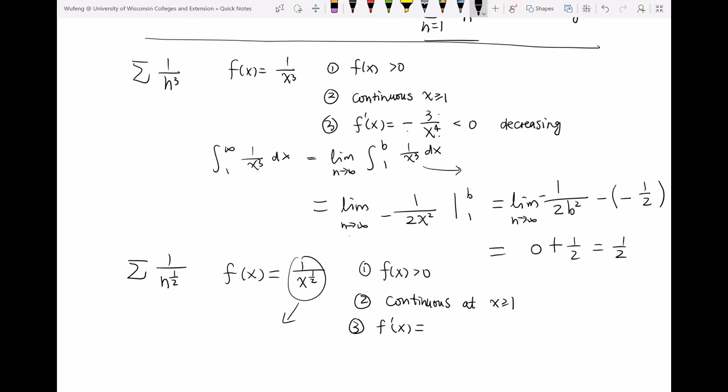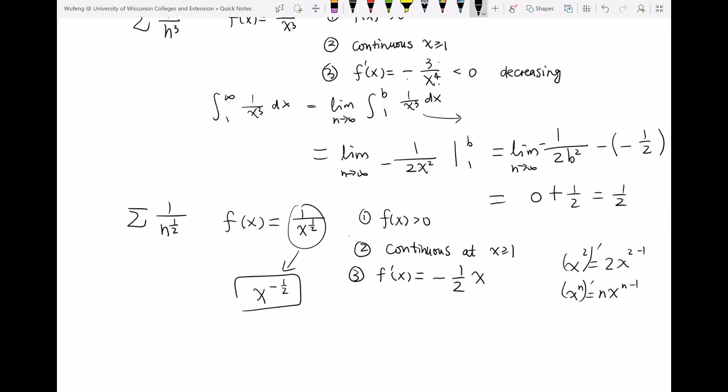You change this one into x to the negative 1 half power. Derivative. Okay, it should be negative 1 over 2 ... No, if you have x squared, you take the derivative, you get 2 times x to 2 minus 1, right? And if it's x to the power n, the derivative is n times x to the n minus 1. So this would be the same. You have x to the negative 1 half, you take the derivative, you put the negative 1 half in front, that's right.